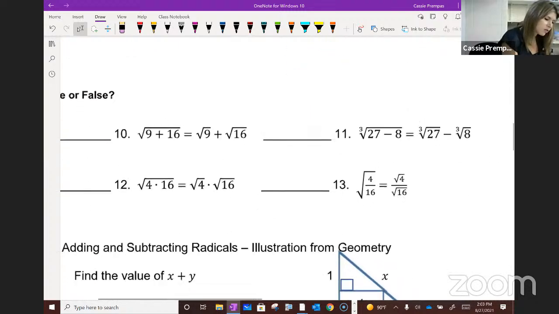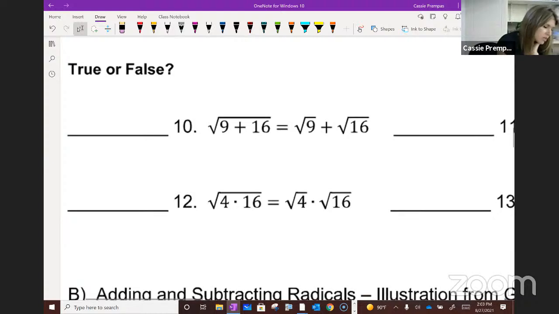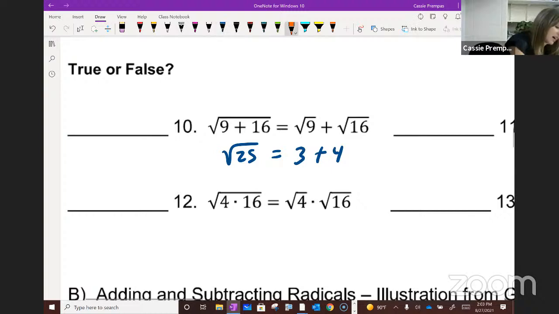On the lines of radicals, let's make sure we know what we can and we cannot do. What's true and false. So number 10: if you are adding square root of 9 plus 16, can you break that apart to square root of 9 plus square root of 16? No. In other words, if you're checking this, is the square root of 25 the same as 3 plus 4? No, 5 is not equal to 3 plus 4. So this is false. You can't separate those radicals.